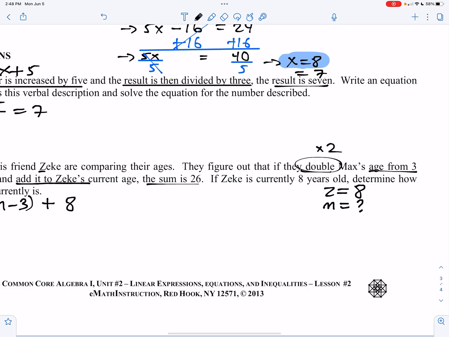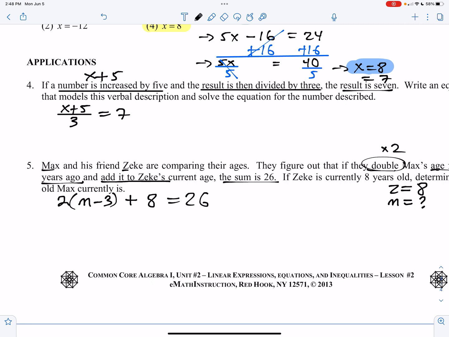It's going to equal the 26. Okay, so that's what we're looking for right there, and we'll solve that equation for M. Okay, in number 4, we're going to solve that equation for X. Okay, let's look at this.